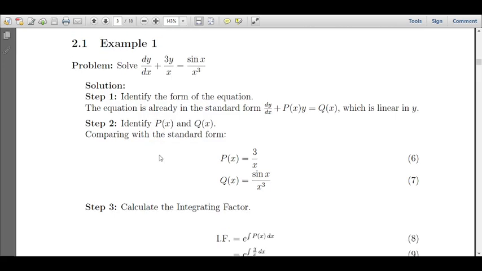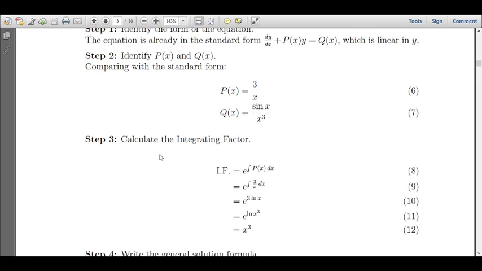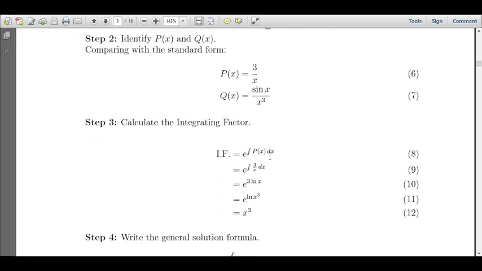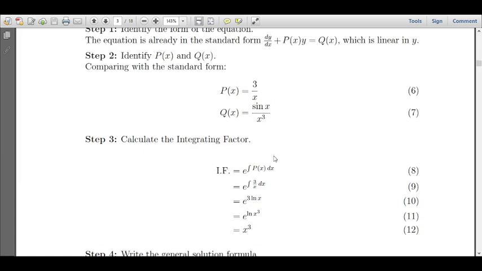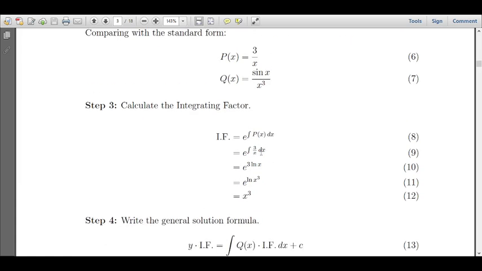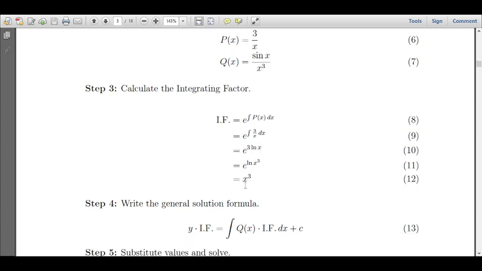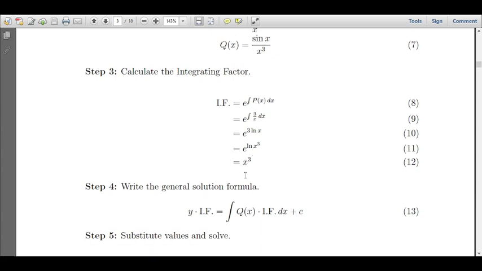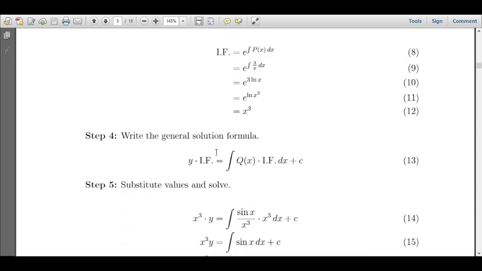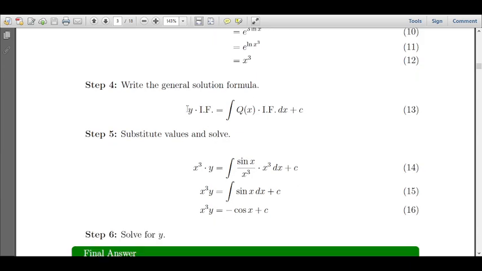Next we calculate the integrating factor. Integrating factor is e power integral p of x dx, and this is e power integral 3 by x dx. Now the integral of 3 by x is 3 log x, and n log m is log m power n. So 3 log x can be written as log x cube, and e power log x is x, so it is equal to x cube.